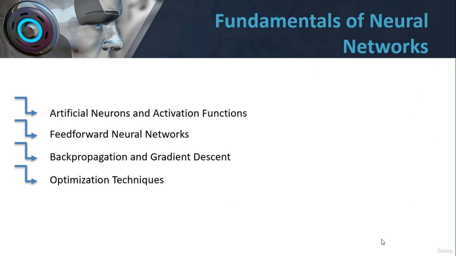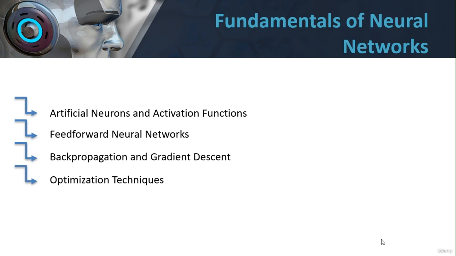Second, feedforward neural networks. Feedforward neural networks are the foundation of deep learning models. The subsection elucidates the structure and operations of feedforward networks, including the concepts of layers, forward propagation, and the role of weights and biases. We also delve into the universal approximation theorem and its significance in understanding the expressive power of neural networks.